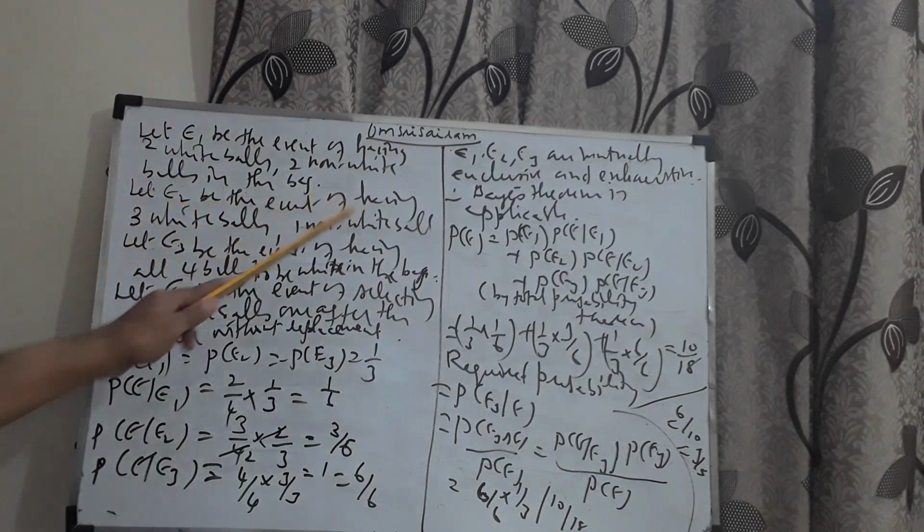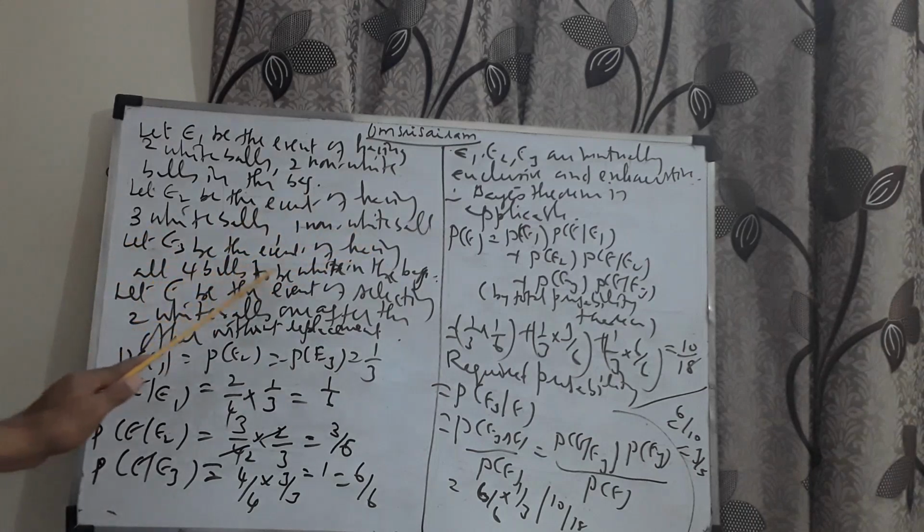Let E2 be the event of having 3 white balls and 1 non-white ball in the bag. Let E3 be the event of having all 4 balls to be white in the bag. Let E be the event of selecting 2 white balls, one after the other without replacement. In one of the videos I might have done simultaneous selection. Here, it is given in a different way. That's why I am doing a similar problem here.